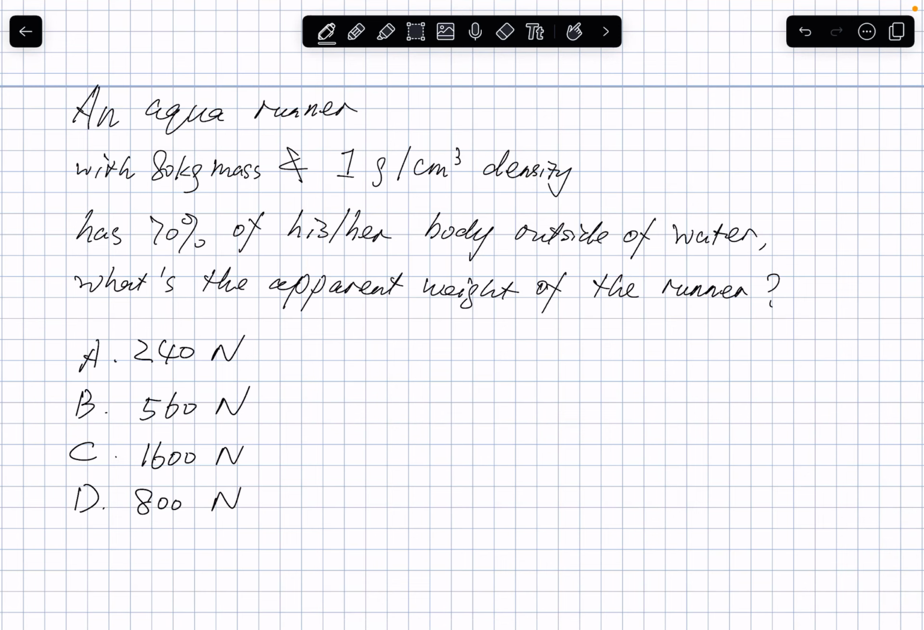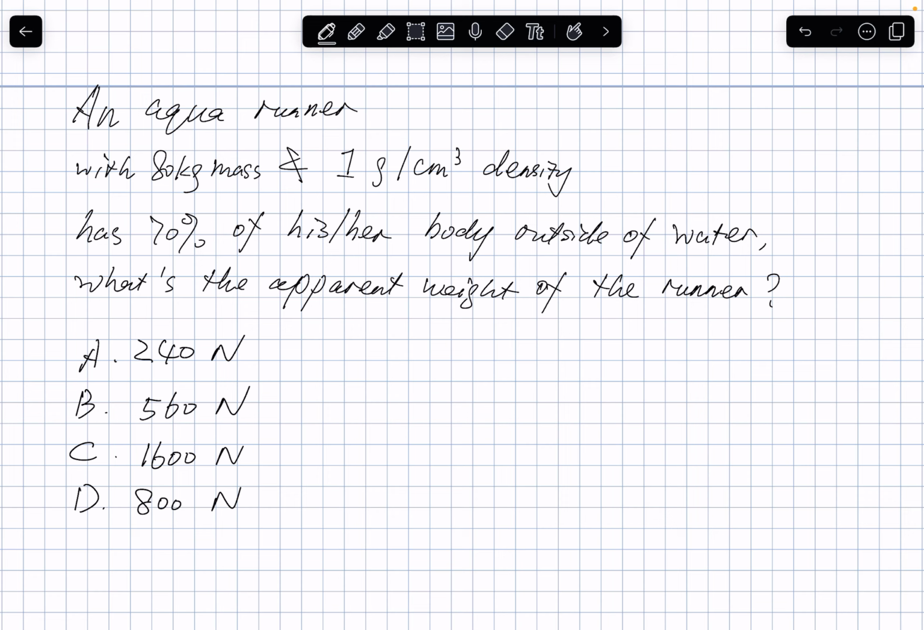Today I want to do a challenging question about buoyant force. Okay, the question reads: an aqua runner with 80 kilogram mass and 1 gram per centimeter cubed density has 70% of his or her body outside of water. What is the apparent weight of the runner? And then here are 4 answer choices for you. You can pause the video and try it on your own.